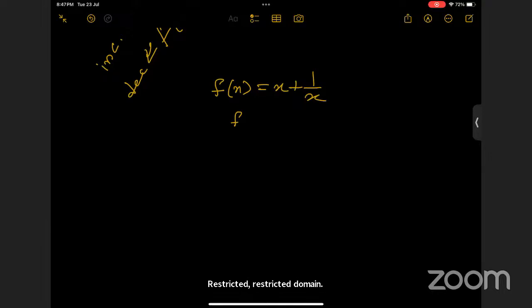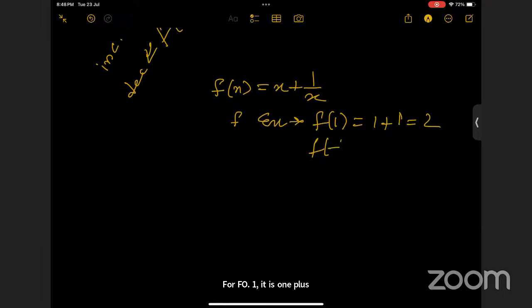But if we take the domain as integers, ma'am, it will not work because for 1 and minus 1, the output will always be 0. Yes, correct. This is the particular example. For f of 1, it is 1 plus 1, right? This is 2. And f of minus 1 is minus 1 minus 1, which is minus 2. Sorry ma'am, my mistake. One is clearly not equal to the other. So any other option?